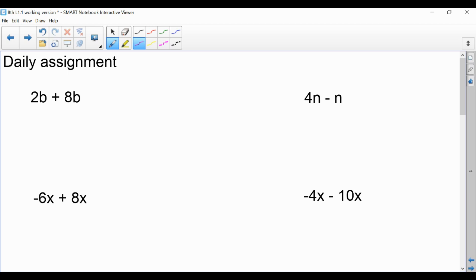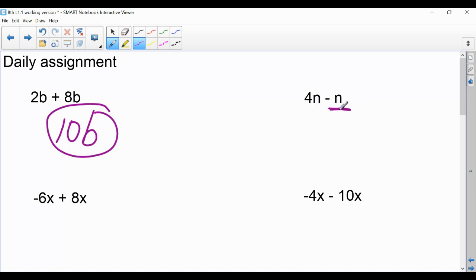I'm going to go over the problems in yesterday's daily assignment so that you can see how they were done in case you made any mistakes. First one is 2b plus 8b. There's only b's there, so if we have 2 of those b's and 8 of those b's, we have 10b, and that's our answer.